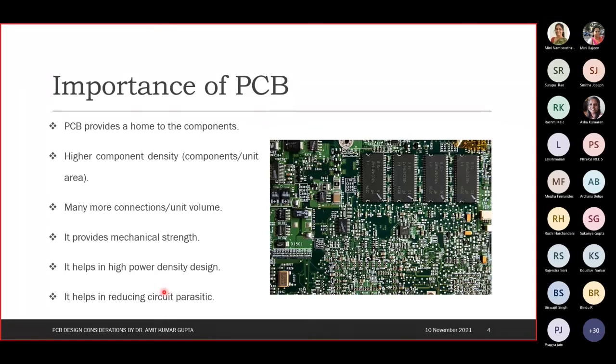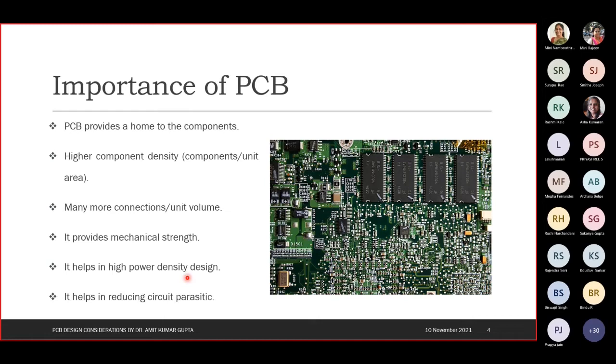It helps in high power density design. I'll tell you what this high power density design is. It means how much power a converter or a system is able to process per unit volume. For example, if we have a 10 kilowatt system, it is processing 10 kilowatt. It is not consuming, it is processing 10 kilowatt. Suppose we have an inverter. Input is a battery, output is something else, some AC loads. So this inverter is processing 10 kilowatt power.